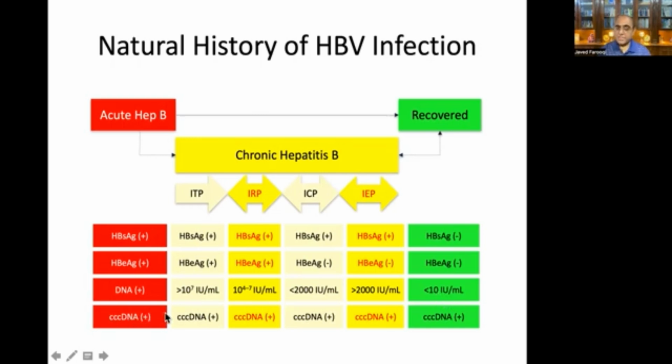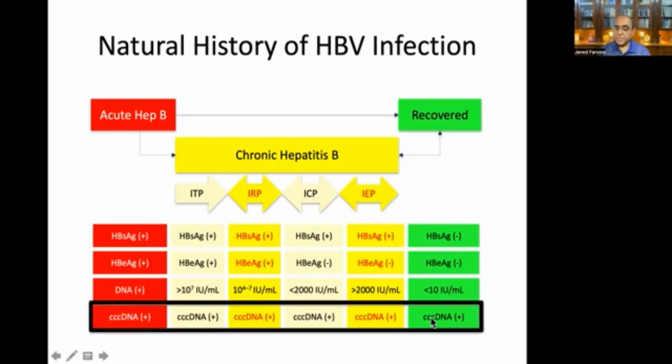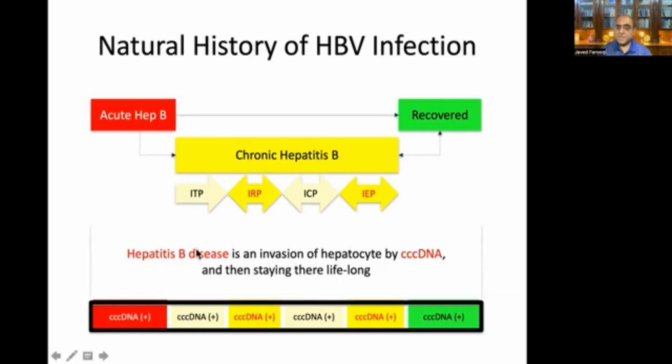But when we see the cccDNA, it is present irrespective of the phase. It is present in the acute hepatitis B phase, in all the 4 phases of chronic hepatitis B, and even in the recovered phase. So we can define hepatitis B as the lifelong existence of the cccDNA in the nucleus of the hepatocytes of a human body. So hepatitis B disease is an invasion of the hepatocytes by cccDNA and then staying there lifelong. This is the concept.